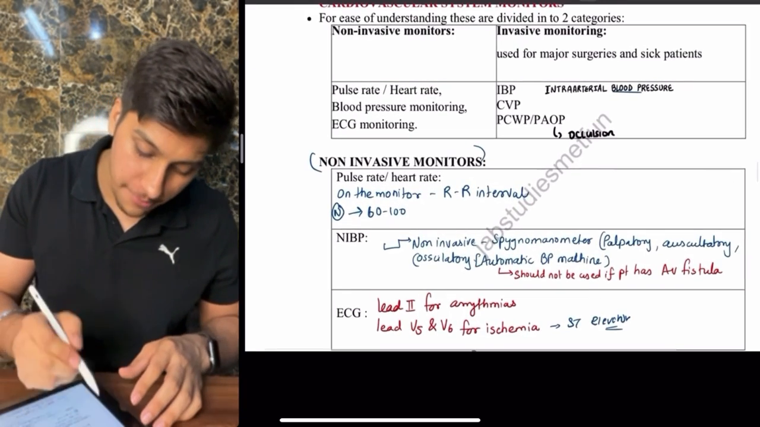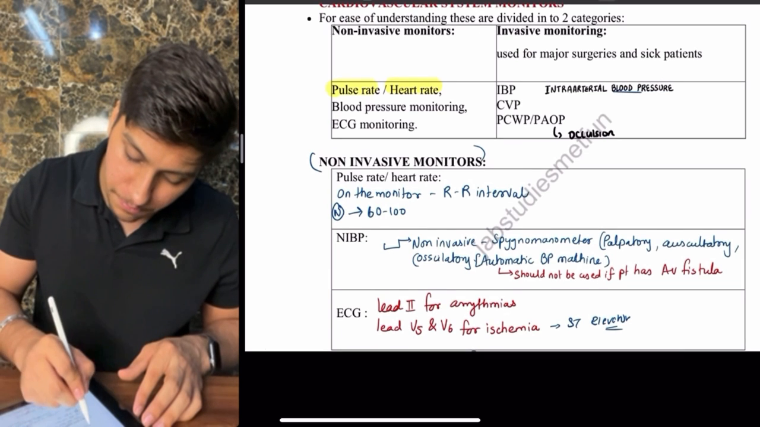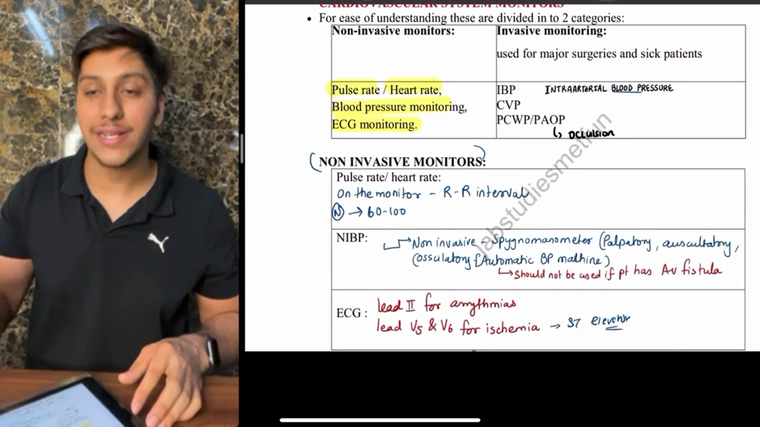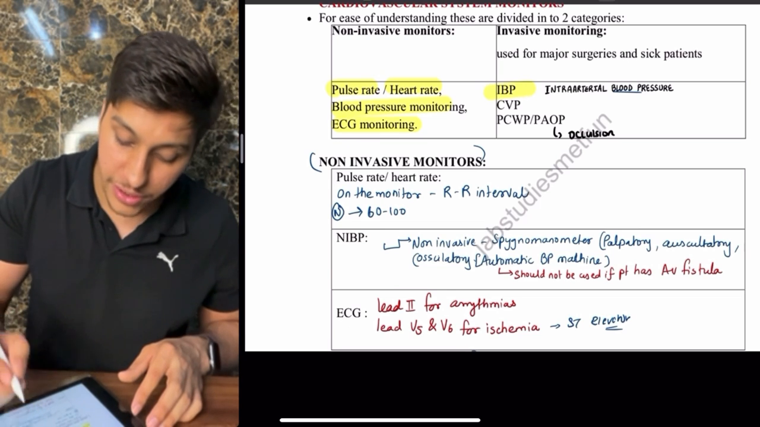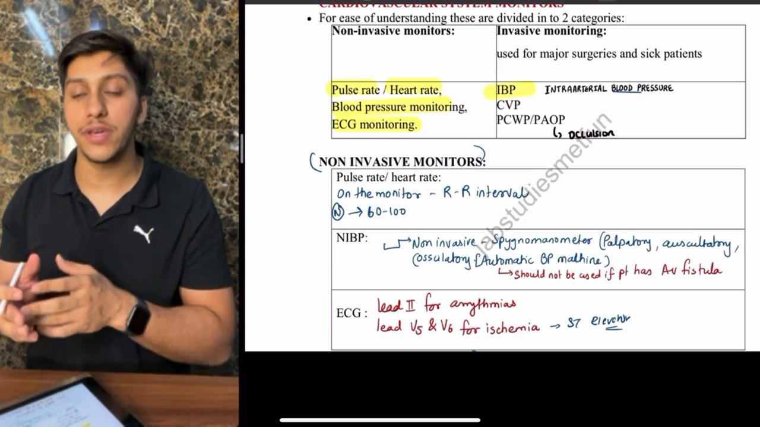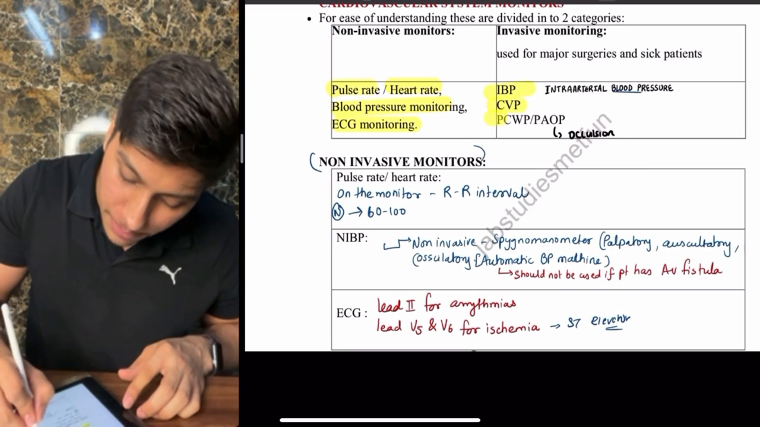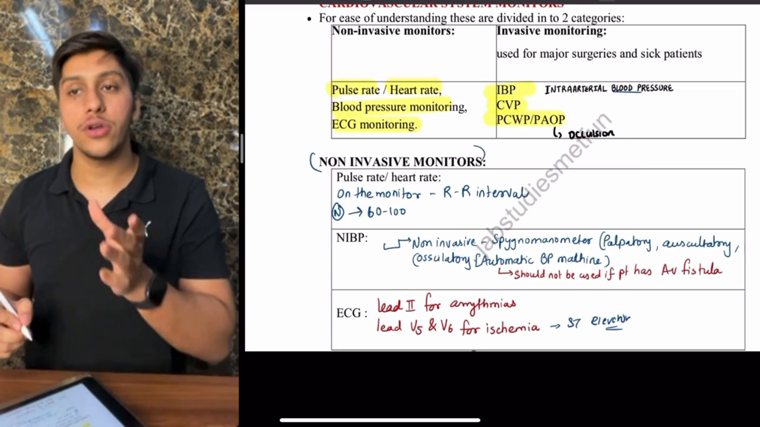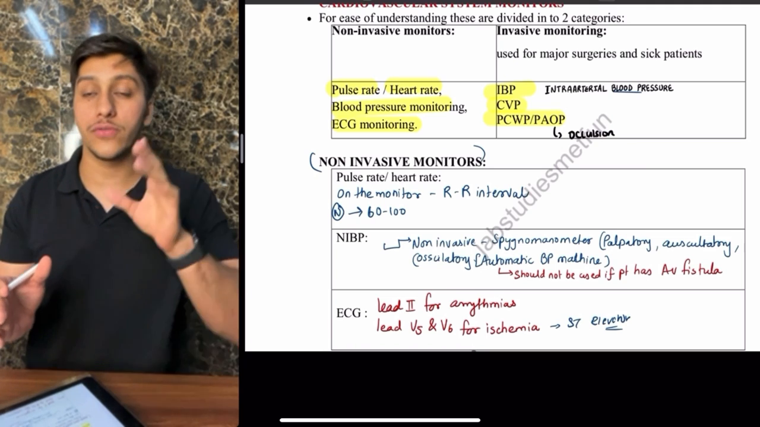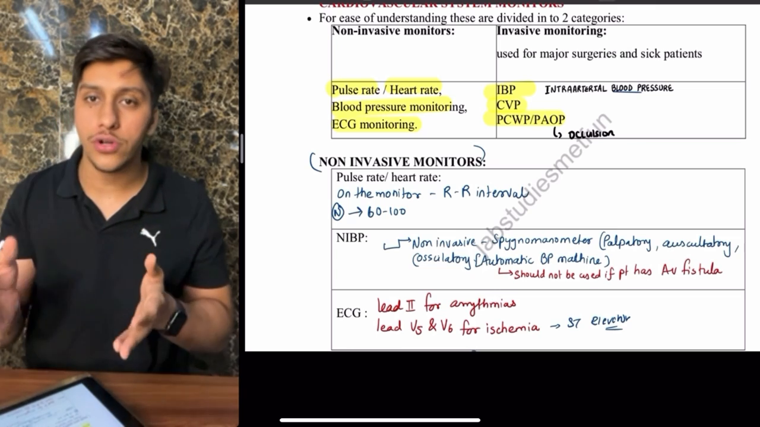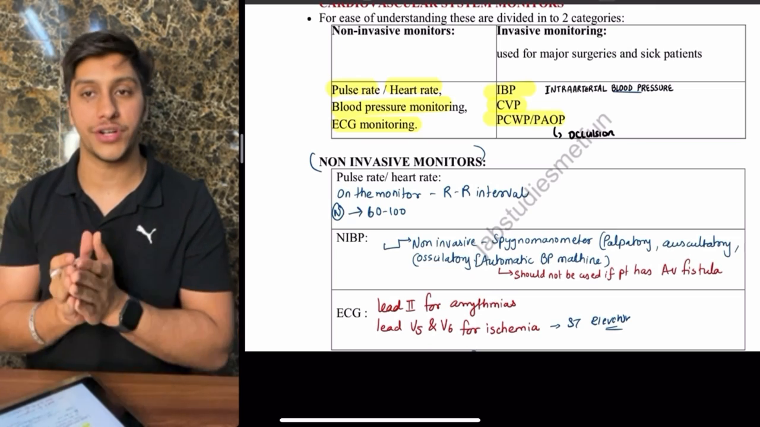Non-invasive examples can be pulse rate, heart rate, BP monitoring, and ECG monitoring. On the other hand, invasive monitorings can be intra-arterial blood pressure, which will be invasive blood pressure, central venous pressure, pulmonary capillary wedge pressure, or pulmonary artery occlusion pressure. You need to know what are non-invasive, that is easy, and then invasive is just decode the full form, you'll understand these are within the artery itself.